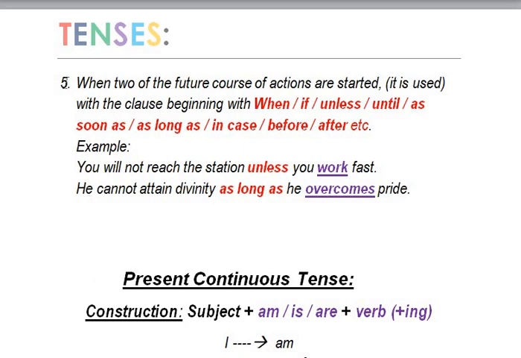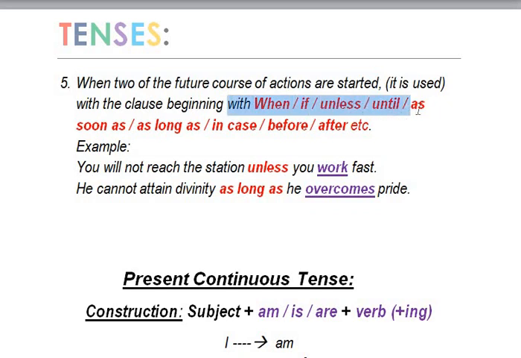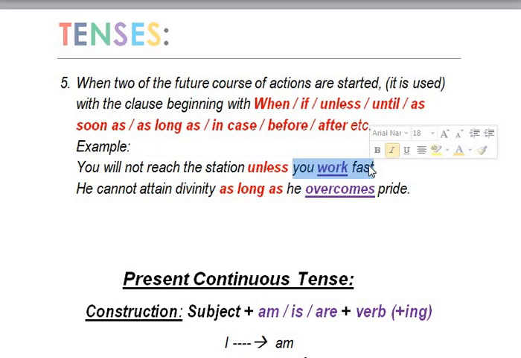And the fifth usage of simple present tense is that when two future courses of action are involved, simple present tense is used with the clause beginning with when, if, unless, until, as long as, in case, before, after, etc. Example, you will not reach the station unless you work fast. It is wrong to say unless you will work fast.